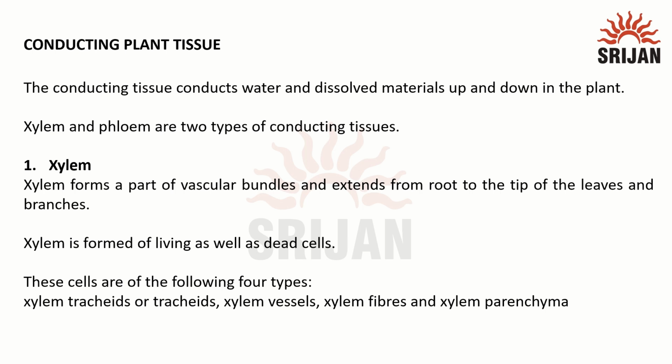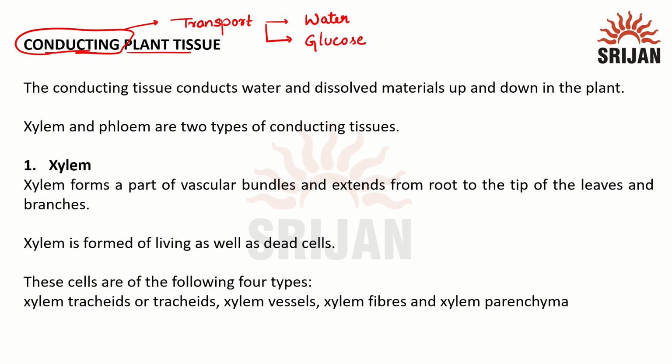In this video, we will learn about the conducting tissues of the plant. As the name says, the conducting part means it helps in the transportation. So there are two main materials that these tissues transport. One is the water and all the soluble materials in the water. And second is the food or the glucose, which is the photosynthetic product. So the conducting tissue conducts water and dissolved materials up and down the plant body.